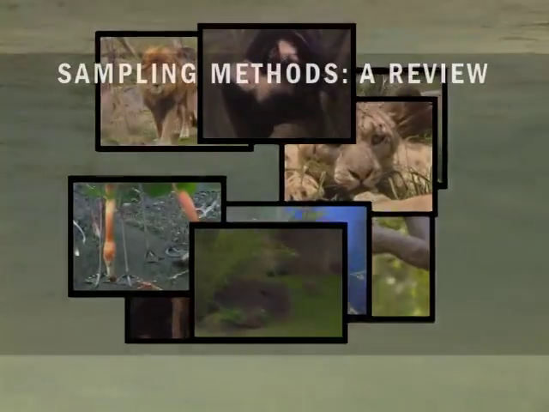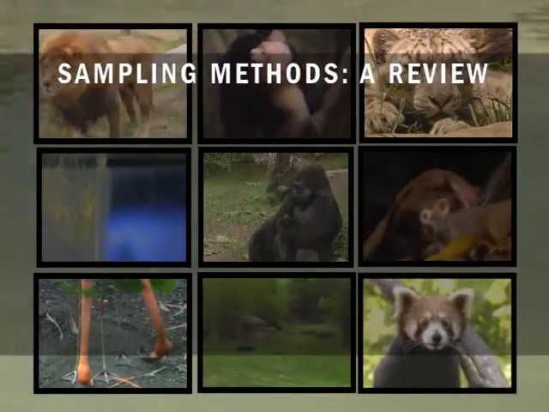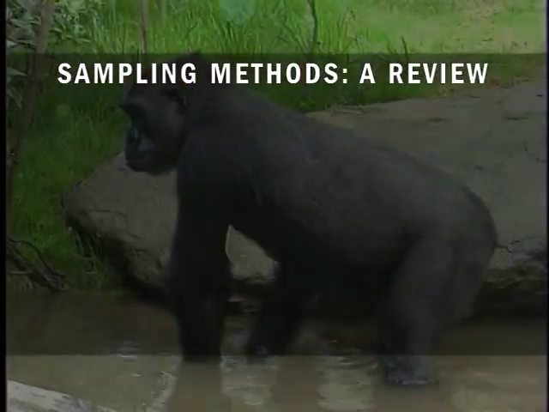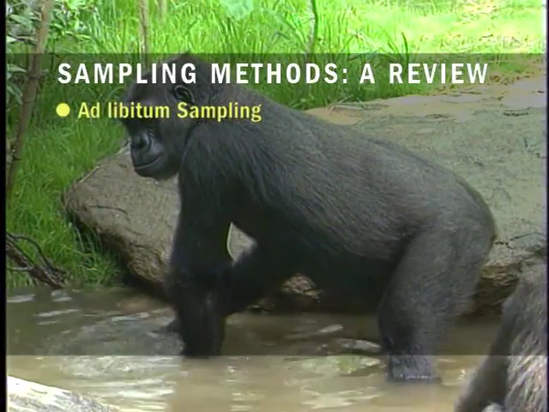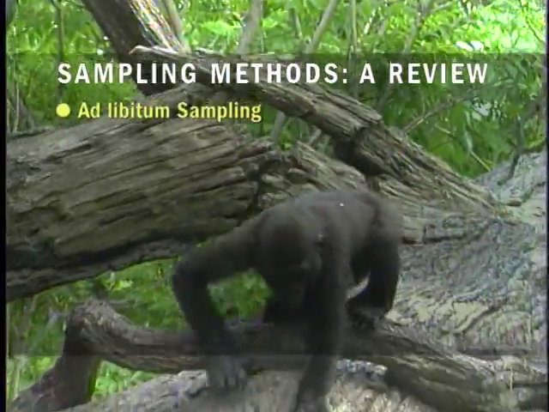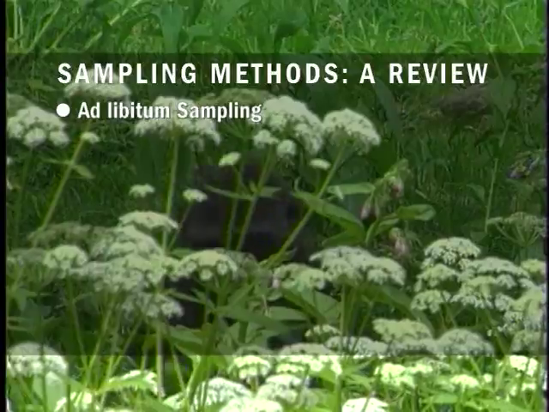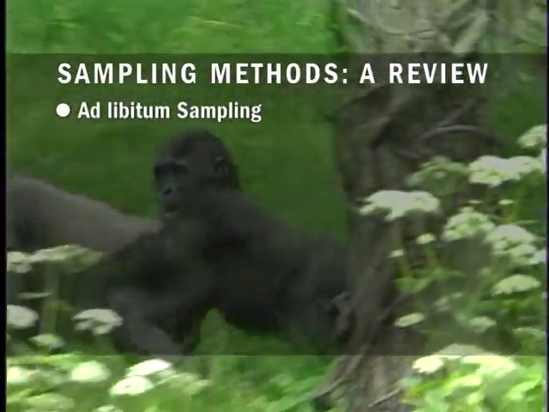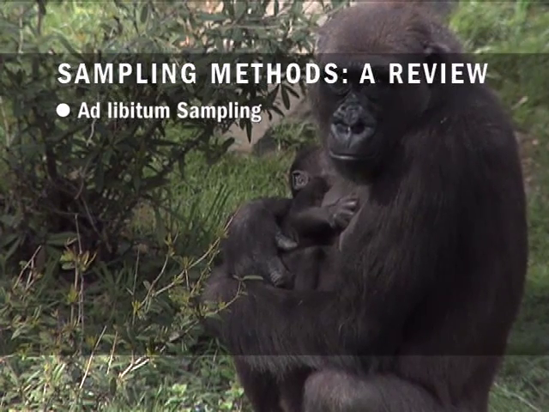We've covered the major methods you will use to record animal behavior. Let's take a moment to review them. Ad libitum sampling is a non-quantitative, descriptive record of animal behavior. While it is more subjective than other methods, it gives an overall picture of the behavioral repertoire of a population or species.